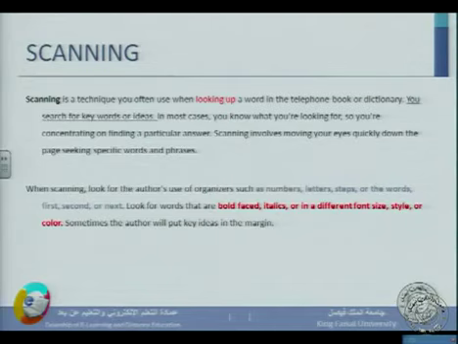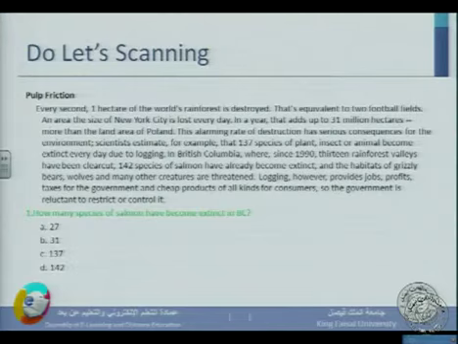You look or read quickly. Okay, so you make your eyes move quickly. This is what we call scanning, until the end of the page. Scanning is used to find something about numbers, letters, steps, words, dates, italics, or something different. So scanning is used to find something about numbers, letters, dates. So in one passage, for example, like this one, let us do a scanning here.